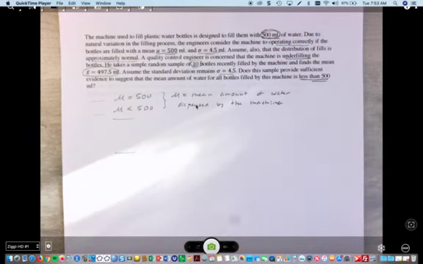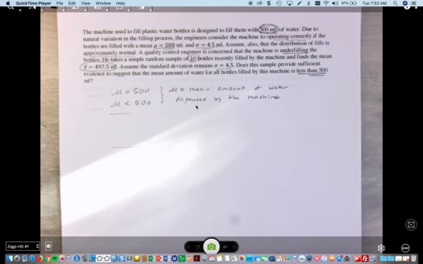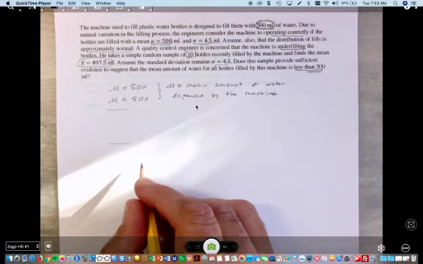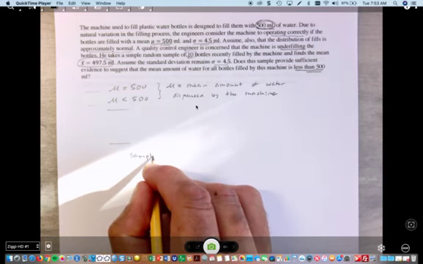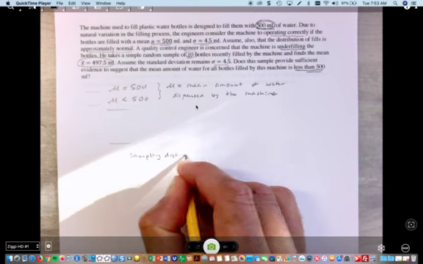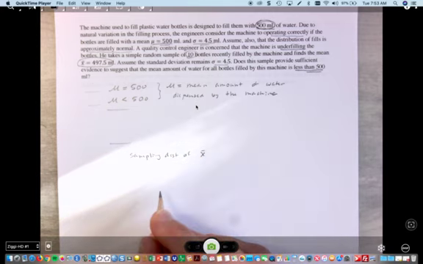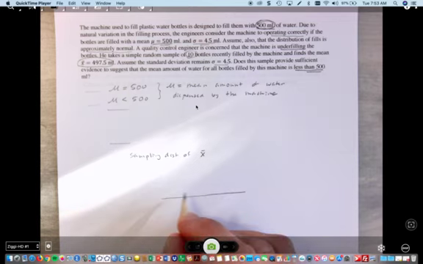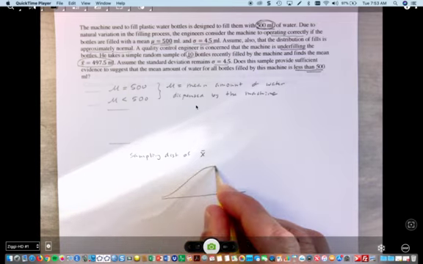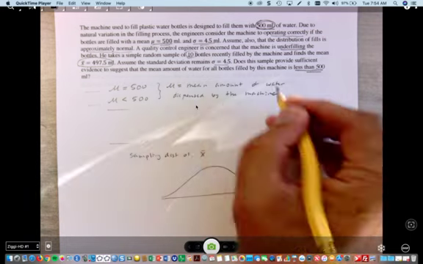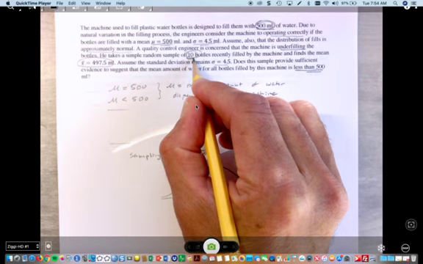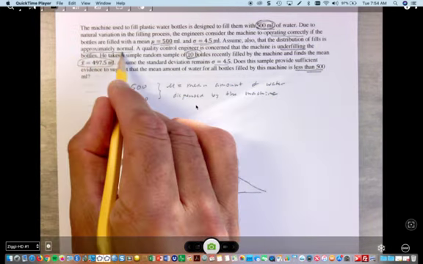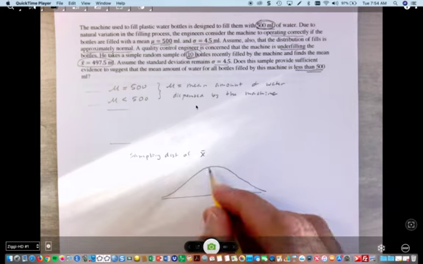Now we want to skip down to the mathematics part of this one and think about the sampling distribution of x bar. The sampling distribution of x bar, we're going to say, is approximately normal. And the reason I can say it's approximately normal is not that the sample size was more than 30, but because the population is known to be approximately normal.